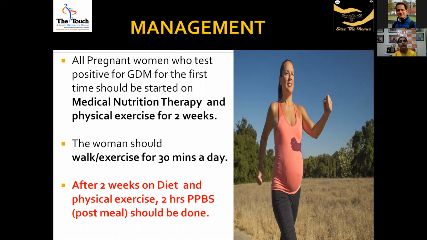We teach our women how to take care of their blood sugar levels, how to look after their sugar levels at their home. They are trained to do their own sugar testing. And if required, an endocrinologist consultation is also taken. It's always advised that women should walk or exercise for 30 minutes a day, and after every meal, they should walk for at least 15 to 20 minutes. After 2 weeks, their diet and physical exercises should be reviewed, and 2 hours postprandial blood sugar level is managed. Remember, once you develop diabetes, you do not have to take the glucose load again.